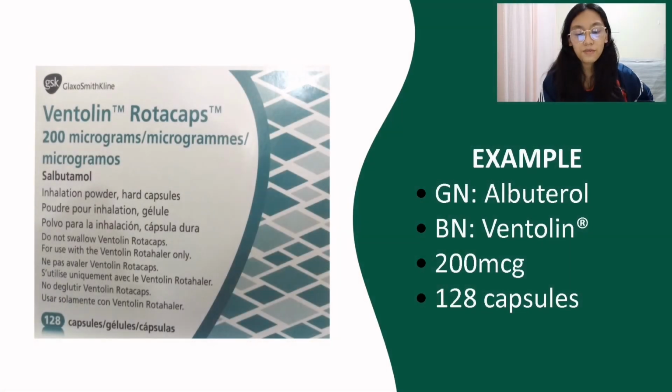Next will be the examples of the Rotahaler inhaler. For the first example, we have the Rotahaler inhaler, which contains the Ventolin Rotacaps, which contains the salbutamol sulfate powdered medicine in a capsule, which belongs to the beta-2 adrenoceptor agonist that gives rapid relief if the patient is having difficulty in breathing, wheezing, and a feeling of tightening in the chest. The Ventolin Rotacaps contains 200 micrograms and 128 capsules.